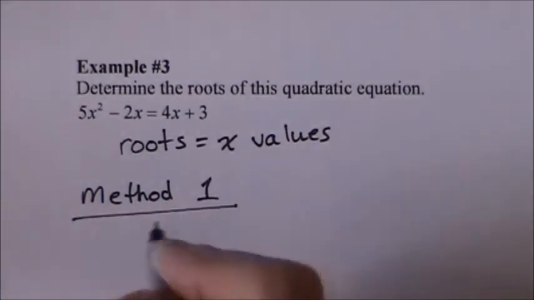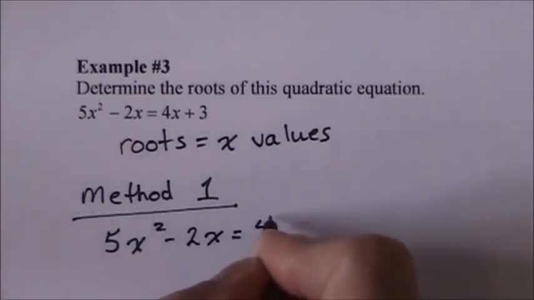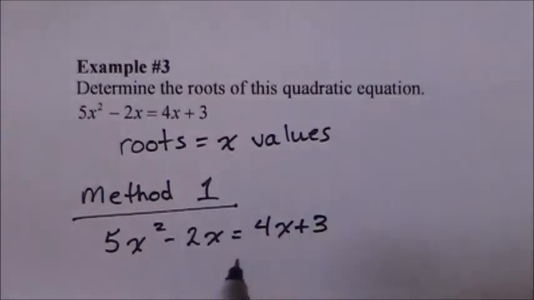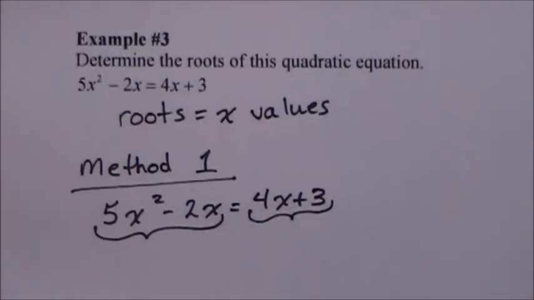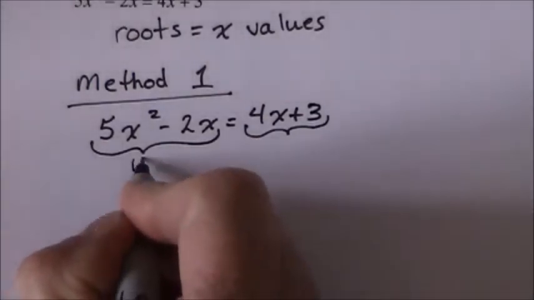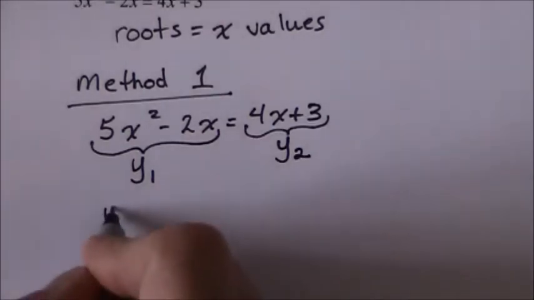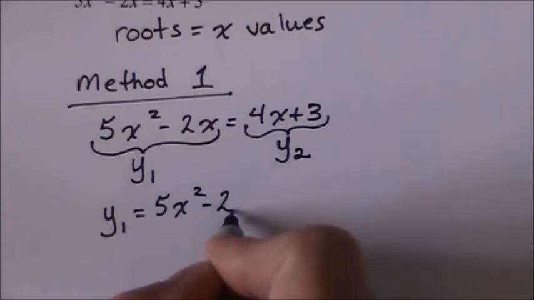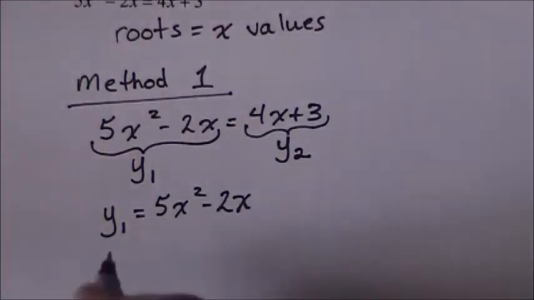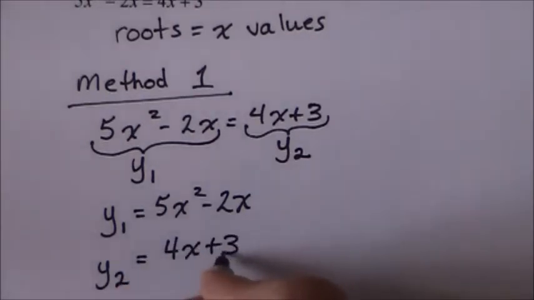Method number 1, we're going to take our equation and split it into two parts at the equal sign. So this will be one part and this will be the other. We're going to put one part into y1 and the other into y2. So as we go to look at it in our calculator, y1 is going to be 5x squared minus 2x. y2 is going to equal 4x plus 3.